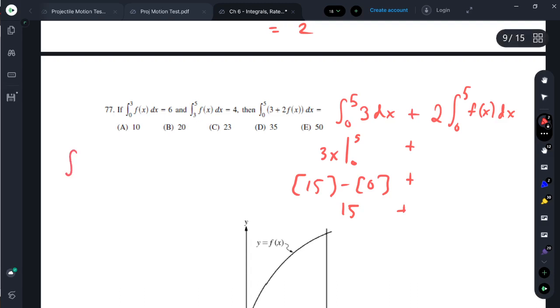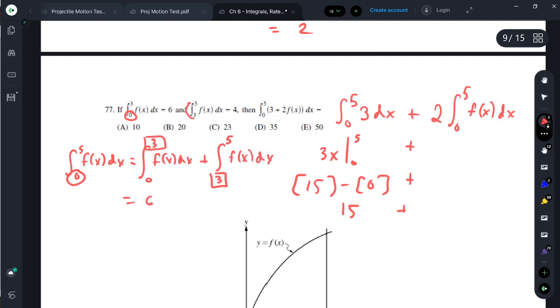Well, in order to get that integral from 0 to 5 of f of x dx, we're going to use the properties. We're going to start off at 0, and we can go to 3. And then now we're at 3, so we need to start off at 3, and 3 goes up to 5. We don't have to flip this one. So that's going to be just 6 plus 4, which is 10. So this is 15 plus 10, which is 25. I'm not seeing that on the answer key. Oh, because I didn't double it. That's my fault. So 2 times 10, that's 20. So 15 plus 20 is 35.